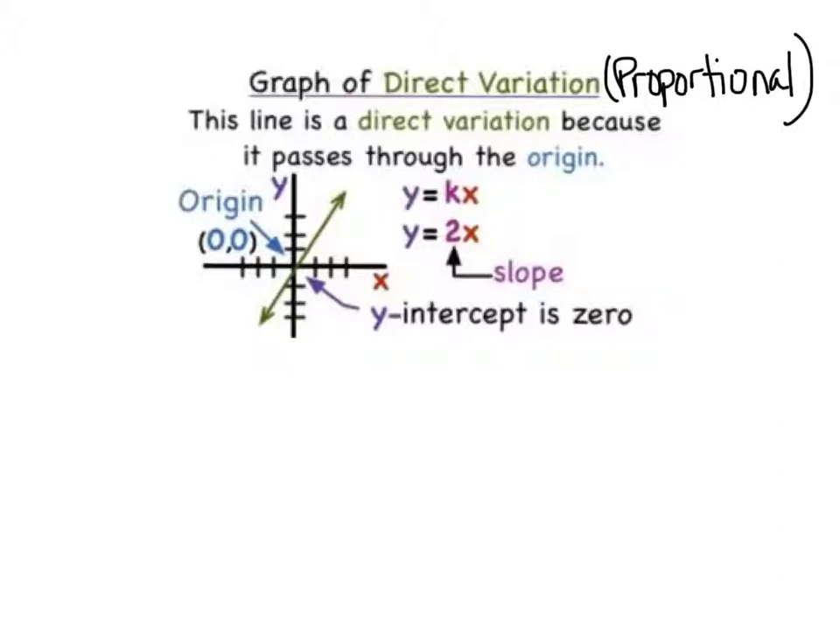It doesn't matter if the line is a positive slope or if it's a negative slope. It just needs to be straight and it needs to go through the origin.